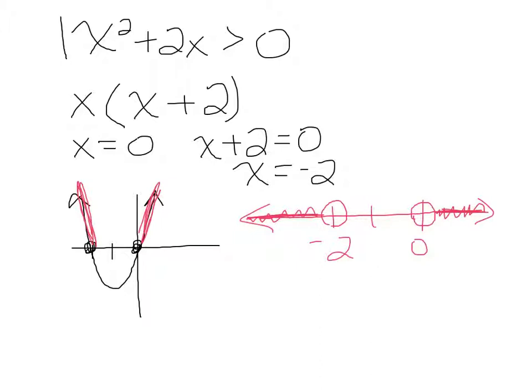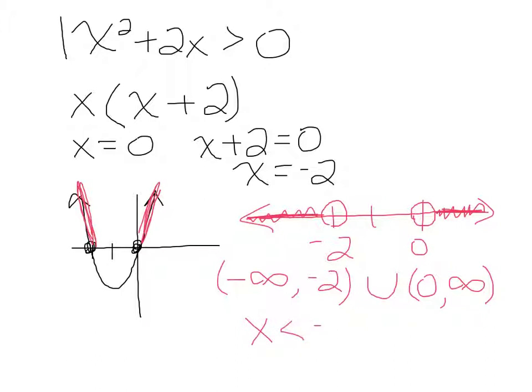Intervals, 2 disjointed sets, so that arrow there is negative infinity, comma, to negative 2. Rounded brackets always on the infinity sign. Rounded brackets because it's an open circle. U for or. 0 to positive infinity. Rounded brackets on the left and on the right. And that's the interval. And symbolic, x is less than negative 2, or x is greater than 0.